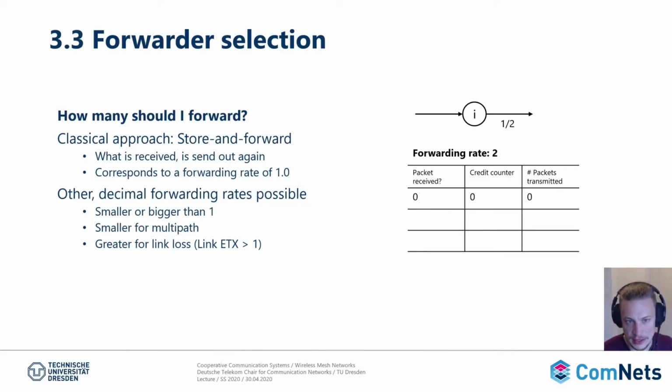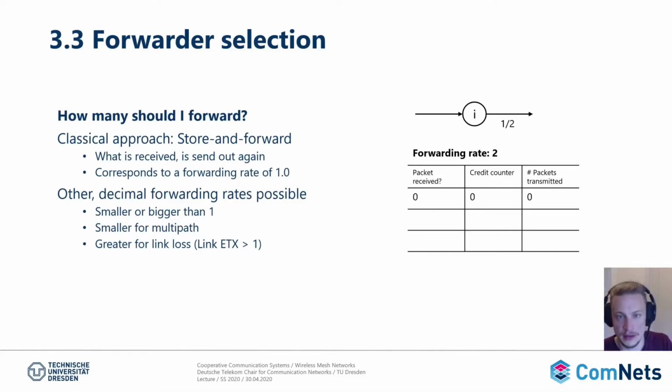But they can also be greater, especially if there's link loss and the mesh protocol decides to cover up for this. So in this example, we have a link loss of 50%. So the ETX, the expected transmissions, would be 2 for this link. So node I has decided for a forwarding rate of 2. The node uses a credit counter, which is incremented by the forwarding rate for each packet it receives.